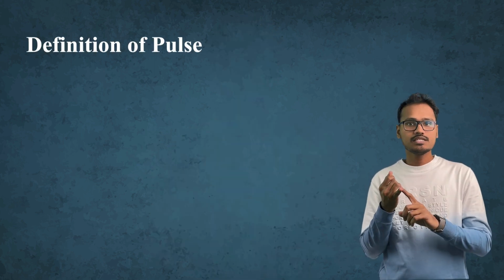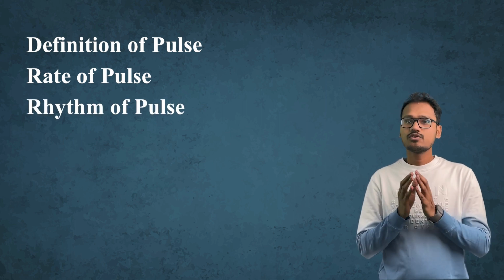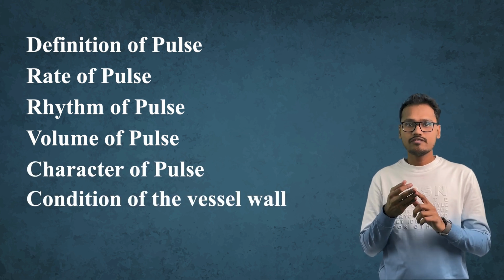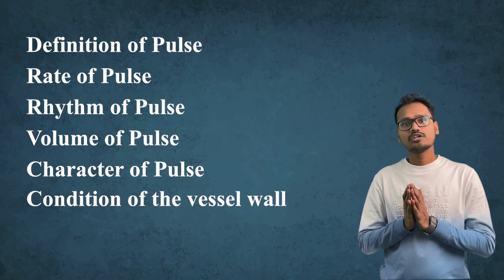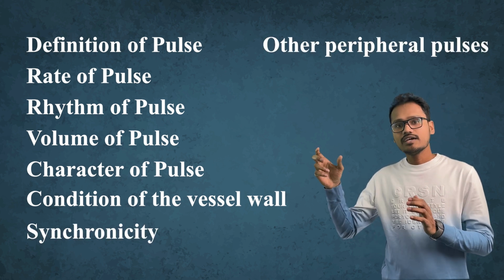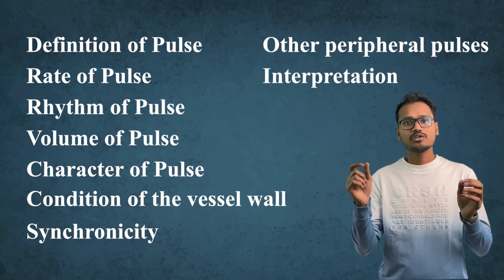So pulse, we will be discussing under various different subheadings. Let's see the headings first. First, we are going to discuss the definition of pulse, then rate of pulse, then rhythm of pulse. Along with that, we are going to discuss the volume of pulse, the character of pulse, condition of the vessel wall, and finally the synchronicity and other peripheral pulses. And at the end, we are going to discuss the interpretation part, how we are going to interpret the pulse. So let's get into the first topic, that is definition of the pulse.